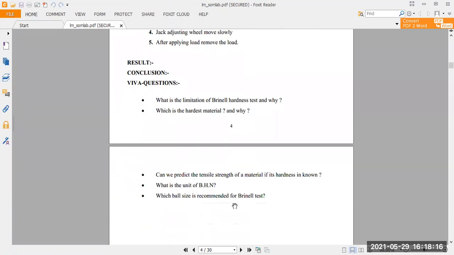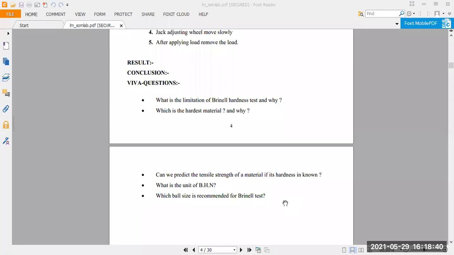Now, what are the limitations? There are certain viva questions. What is the question available in viva itself? What is the limitation of the Brinell hardness test and why? What can be the answer?